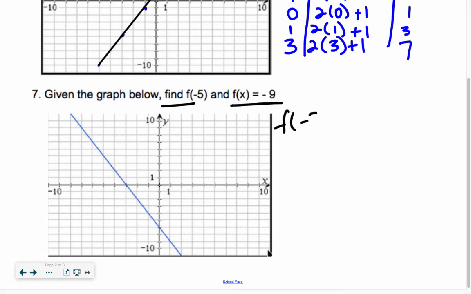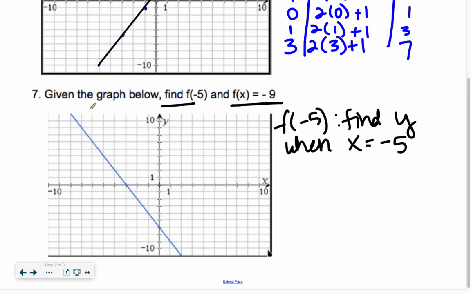So f of -5. This means find y when x equals -5. And I'm looking at this graph below. So I'm looking at the blue line. So let me go see, where does x equal -5? 1, 2, 3, 4, 5. So this is where x equals -5. But I want to specifically look at the graph. So what is the y value at this point? What is that? 1, 2, 3, 4. So f of -5 equals 4.